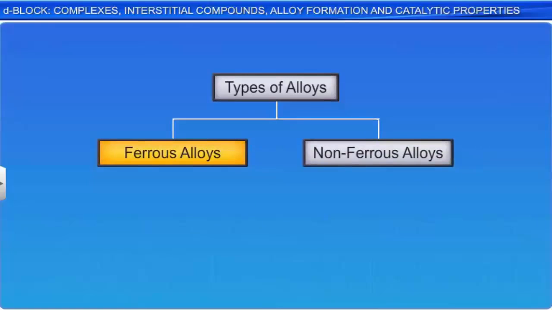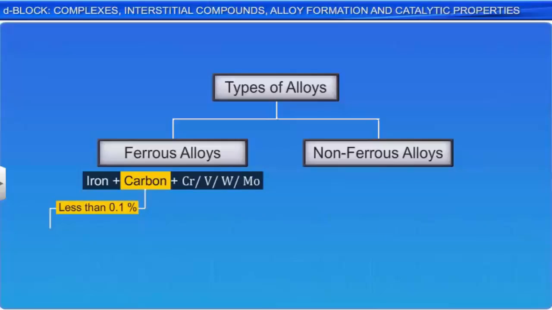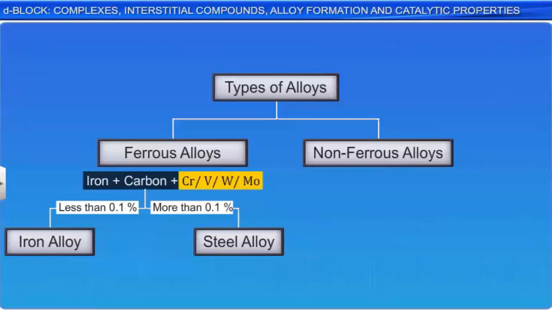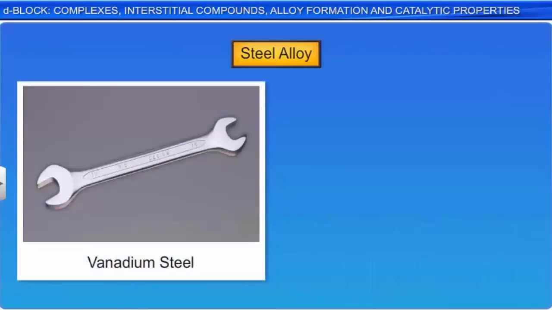Ferrous alloys contain iron, carbon, and one or two of the other elements like chromium, vanadium, tungsten, and molybdenum. When the content of carbon in an alloy is less than 0.1%, it is called an iron alloy. When the content of carbon is more than 0.1%, the alloy is called a steel. Depending upon the other elements present, steels are classified into several types, like vanadium steels having vanadium, chromium steels having chromium, and so on.